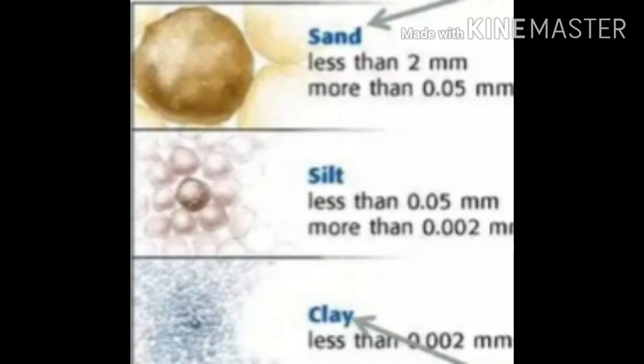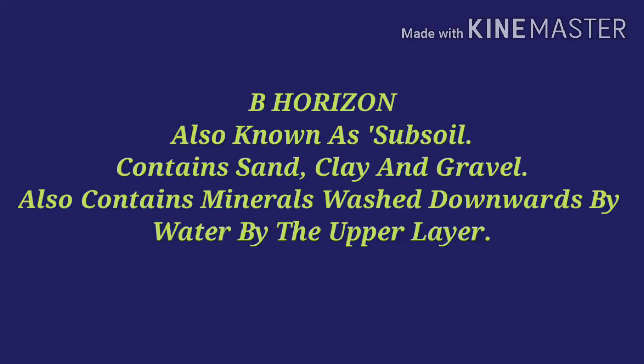The second one is the A horizon, also called the topsoil. It is made up of humus mixed with mineral particles. It contains the nutrients which are necessary for the seeds to germinate and the plant roots to grow. It also consists of fine silt, clay and sand.